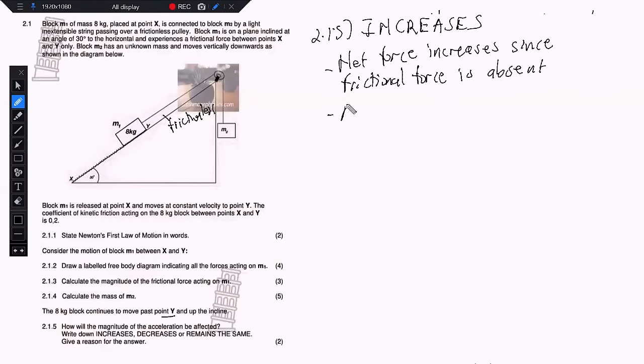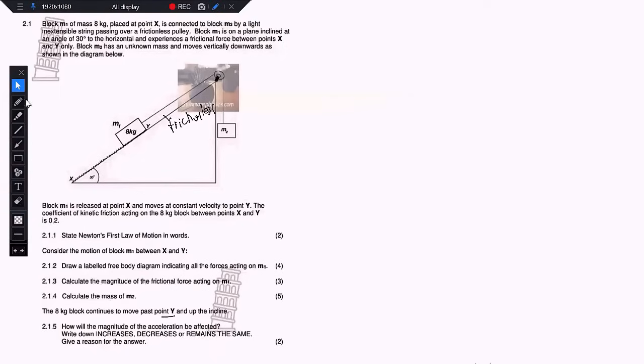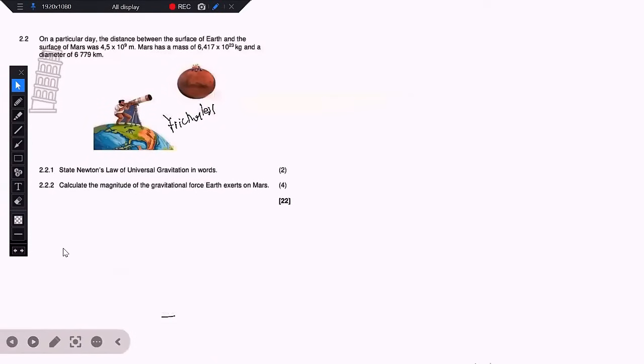And then also we can mention that at that point, acceleration is no longer zero. So it will no longer be moving at constant velocity there. So acceleration is no longer zero. So obviously it would have to increase if it's no longer moving at constant velocity. Okay, now that's it. So note that. Right. Now let's continue.